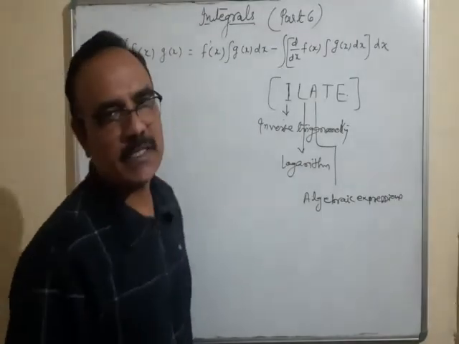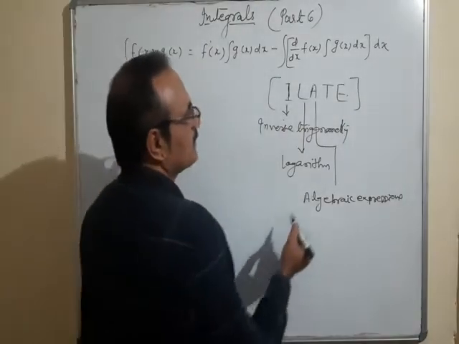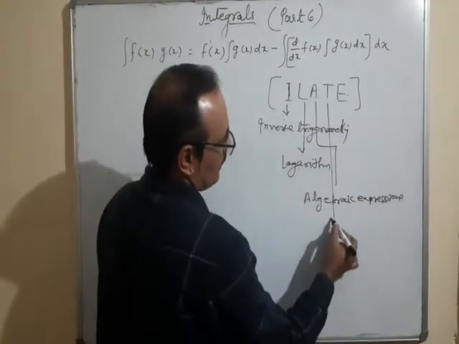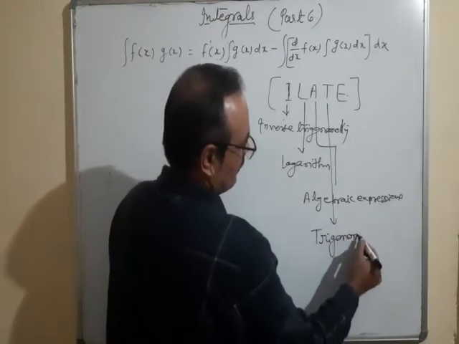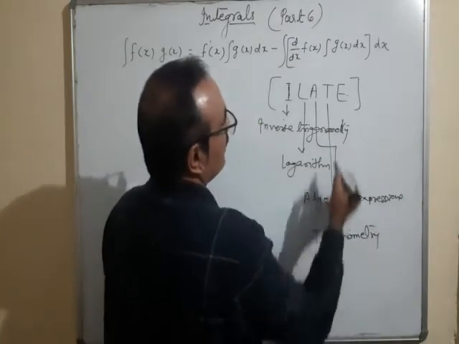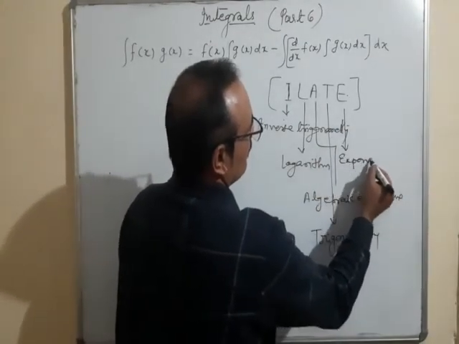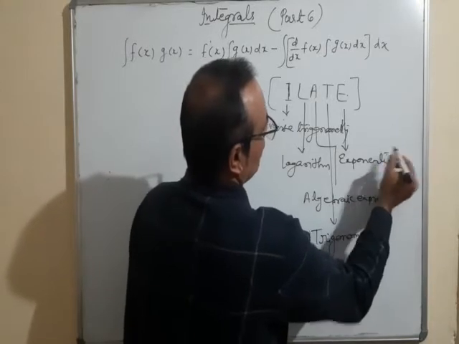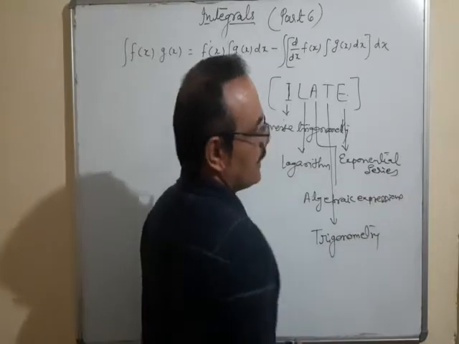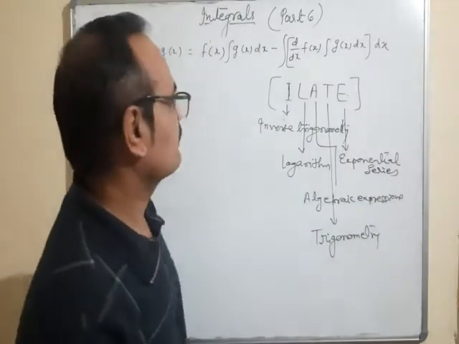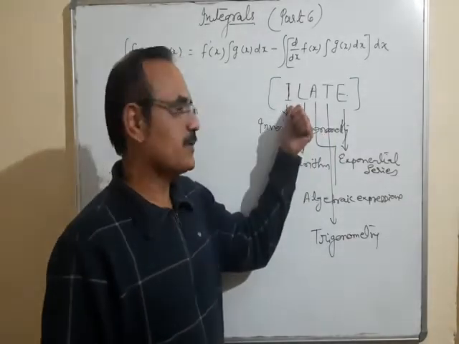Algebraic expression, that means any numeric term or x squared, 2x plus 3, whatever it is, algebraic expression. T, trigonometry. And E for exponential. Exponential series. Okay. Or exponential term e to the power x. According to the arrangement, it is at the last.